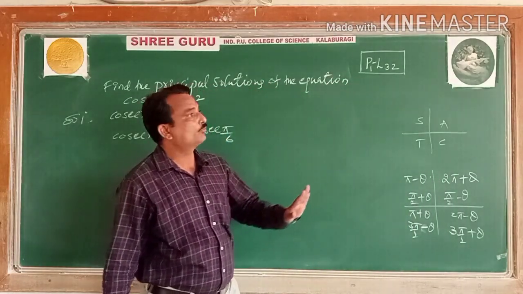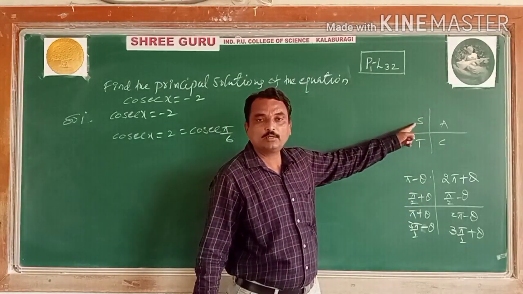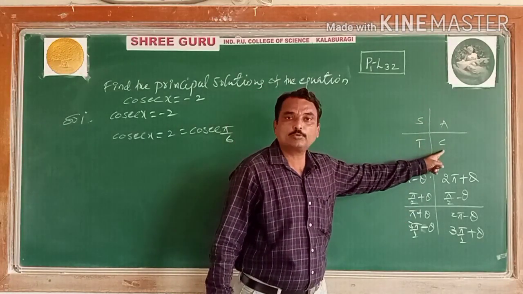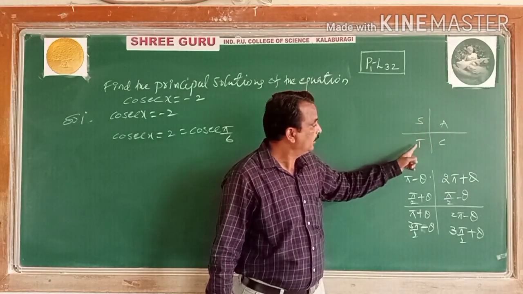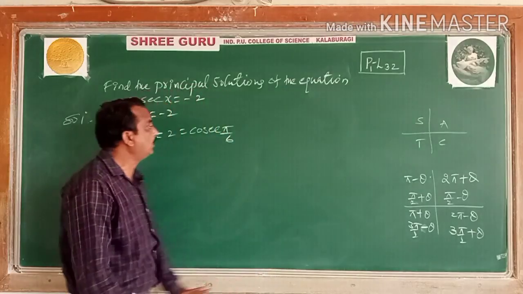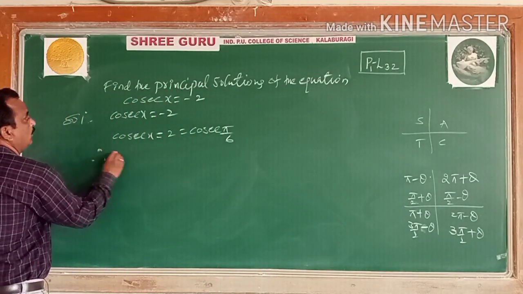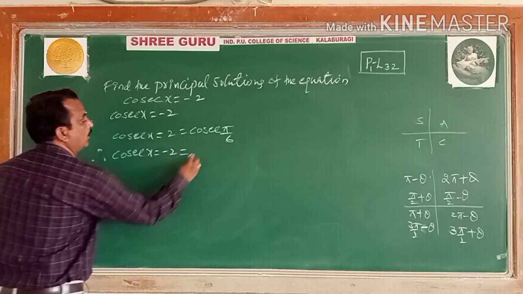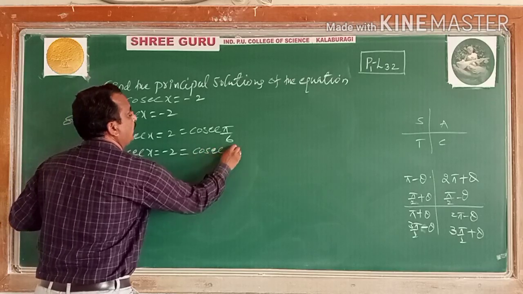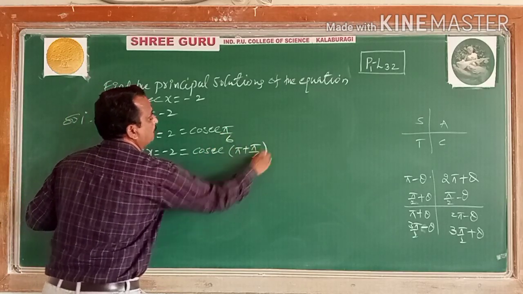Sine and cosec are positive in the first and second quadrants, and negative in the third and fourth quadrants. Clear, all of you? Negative in the third and fourth quadrants. So you should write the third and fourth quadrant values. Third quadrant, how to write? You know very well. Pi plus the reference value, which is pi by 6.